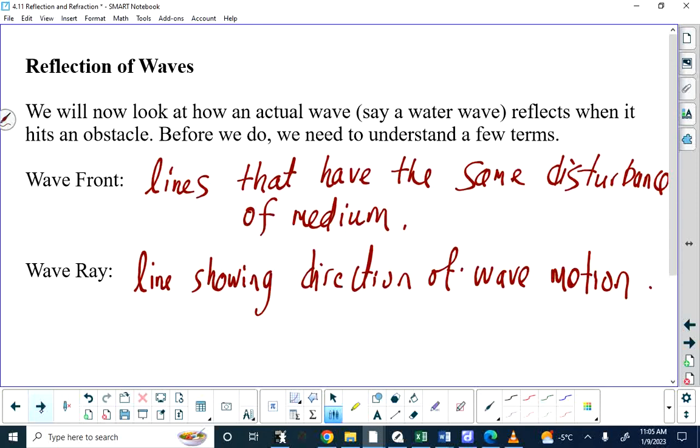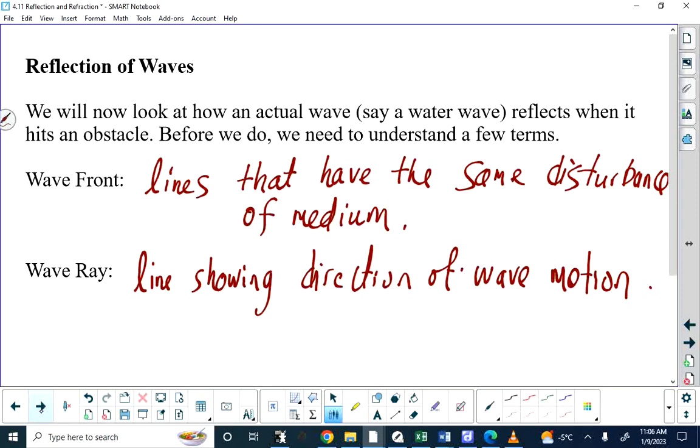Okay? Sound waves are really nice to talk about, and they're interesting to do demonstrations. But they're longitudinal waves, which are more difficult to draw. And you don't see sound waves. You can see water waves, right? You can look out on the ocean, and you can see some waves. So a wave front is a line that has the same disturbance of the water, if we're sticking with a water wave. If you look at a water wave, you can see wave fronts. You can see these lines. You cannot see a line on the water showing the direction the wave is moving.